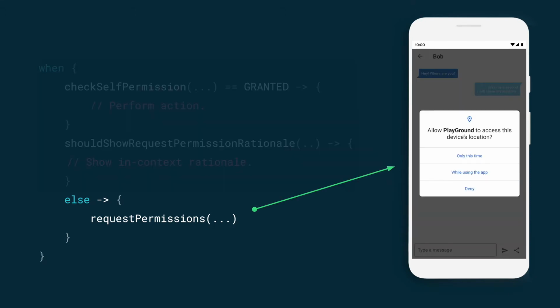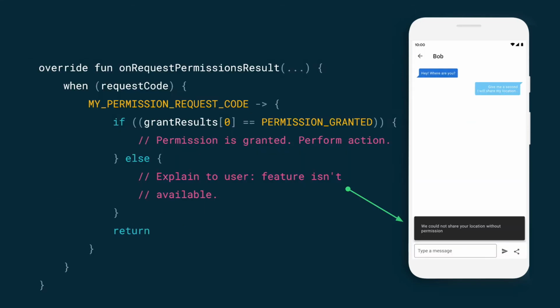If we don't need to show rationale, we'll request the location permission, which prompts a system dialog offering the user three options. Only this time, while using the app, and deny. And let's take the case where the user pressed deny. In such case, the onRequestPermissionResult callback will be invoked. The permission was rejected, and we should make sure to explain which functionality won't work because of that decision to the user. We need to bring more clarity. They may not have been understanding the request before. We could show that in a snack bar, for example, like in this screenshot.